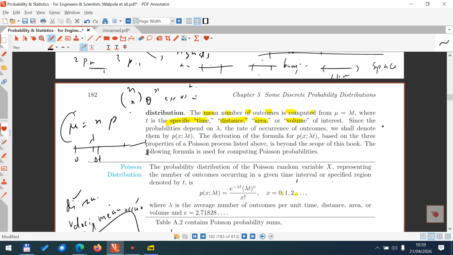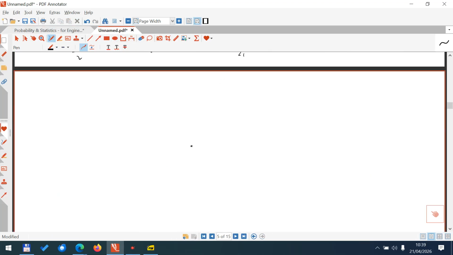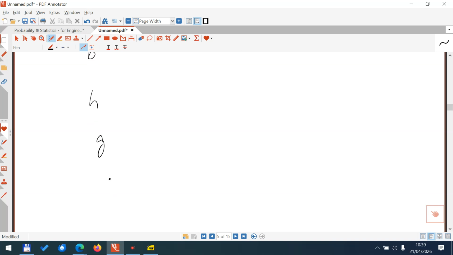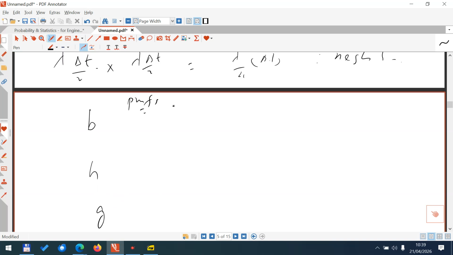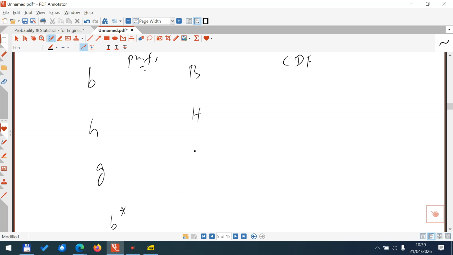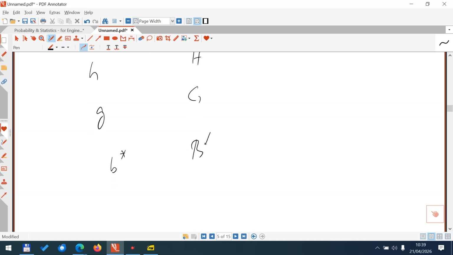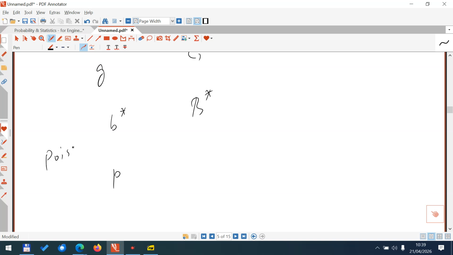And now let me remind you of some symbols. We were using small b for binomial, small h for hypergeometric, small g for geometric, and b star for negative binomial, right? So these are all the PMFs. What was the notation for the CDF? The small b was replaced by capital B, small h by capital H for hypergeometric, capital G for geometric, and capital B star for negative binomial. So now if we use small p for the Poisson PMF, for the CDF you can easily use capital P, right?